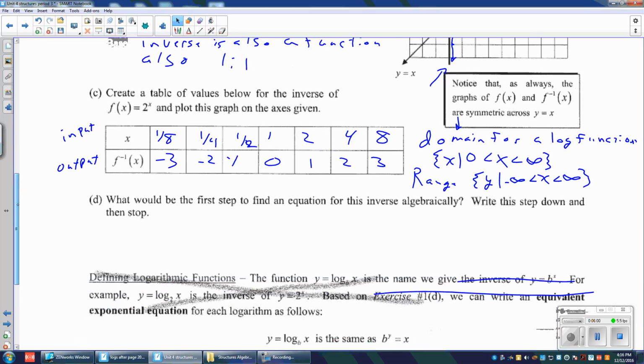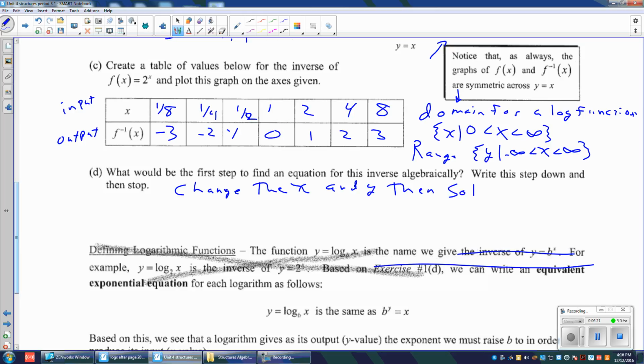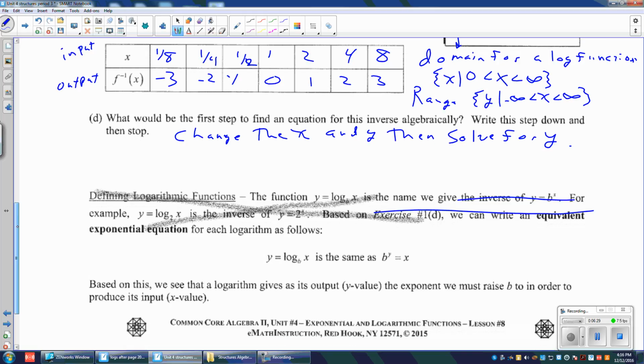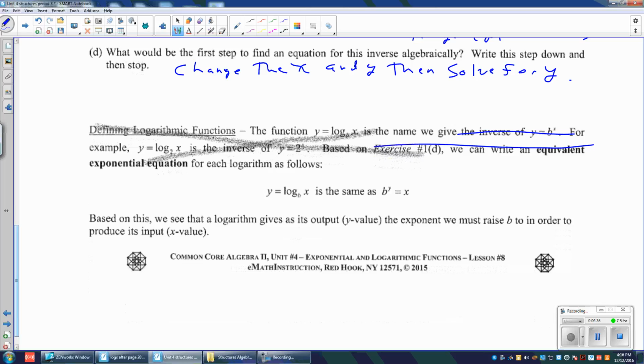What would be the first step to find an equation for this inverse algebraically? Write the step down. It is change the x and y, then solve for y. I don't like this definition of a logarithmic function because it gets people a little bit confused. What I like to say is, to find the inverse, we're going to follow this right here.